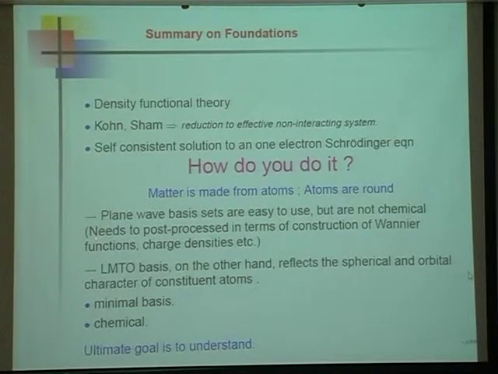The plane wave basis is very easy to use but not chemical, as you can understand. So what you do is use projectors, do post-processing to go from the Bloch basis to a Wannier function basis. What will be the alternative approach? Use a muffin-tin orbital basis, which right from the beginning reflects the spherical symmetry and the orbital character of the constituent atoms. In this case, we will also derive Wannier functions, but taking a route where we don't go through construction of Bloch functions and from there use some criteria to generate the Wannier functions. Minimal basis and chemical, and our ultimate goal is to understand, not to compute.